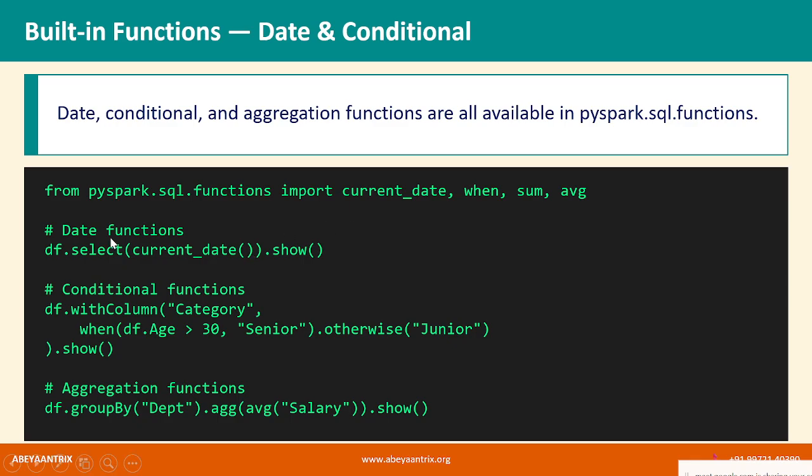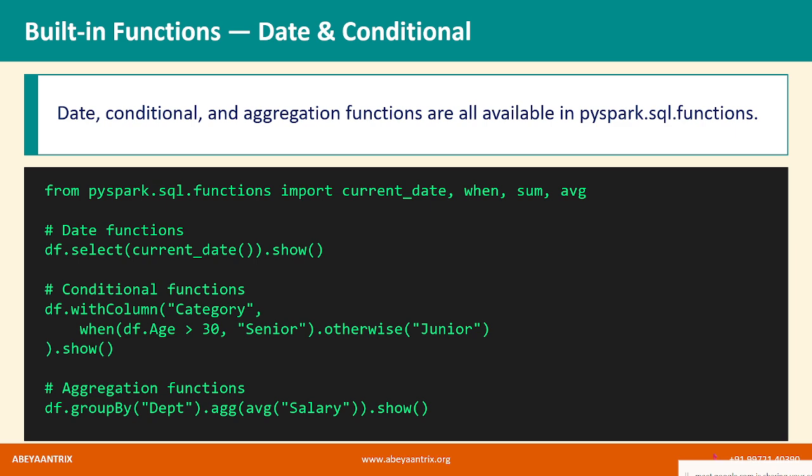Conditional functions: for example, if I want to select the current date and show it, you can do it. And you can also select with the help of conditions. In the second, conditional function, I have one category column, where I mention senior or junior. On what basis am I deciding whether he is senior or junior? When df.age is greater than 30, I mention it as senior. Otherwise, I mention it as junior. So based on a conditional function, you can create a new column and enter the values there.